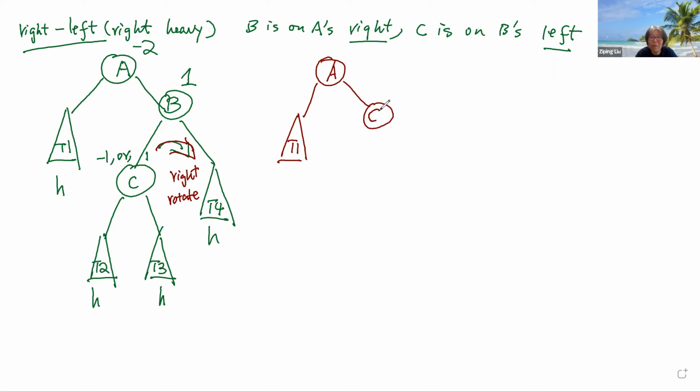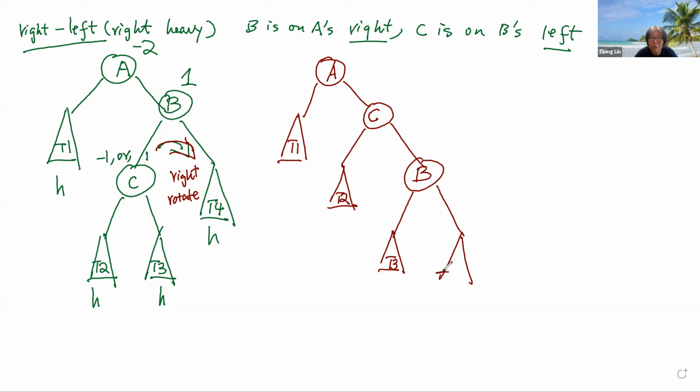So C is here. And then you are going to have B. And C has its left tree, T2. And for B, the T3 is on B's left. And then T4 is still on the right. This is still on the right.